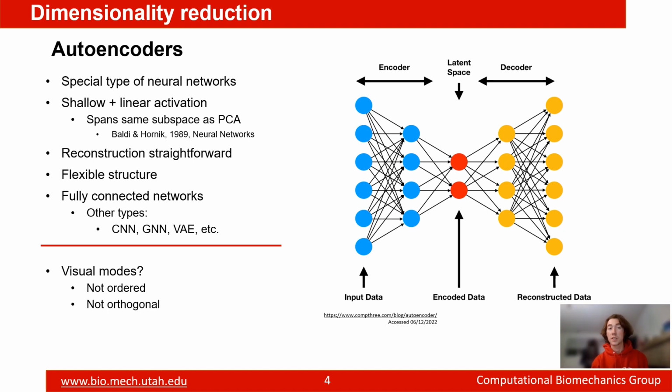Another family of methods are autoencoders, which are a special type of neural networks where the output is supposed to be the same as the input. Just in the middle, we have this so-called bottleneck layer, whose dimensionality is much smaller. Therefore, it forces the network to learn a meaningful representation of the data. The question of how to obtain visual modes also arises here, and even if we can somehow obtain modes, they will not be ordered and they will not be orthogonal to each other.